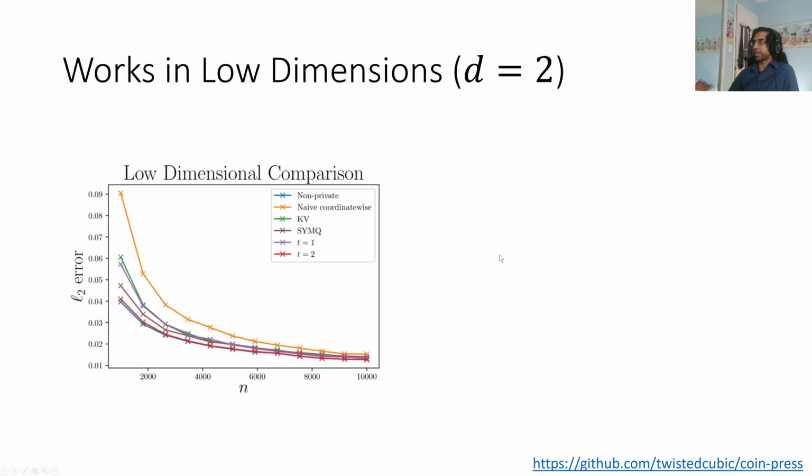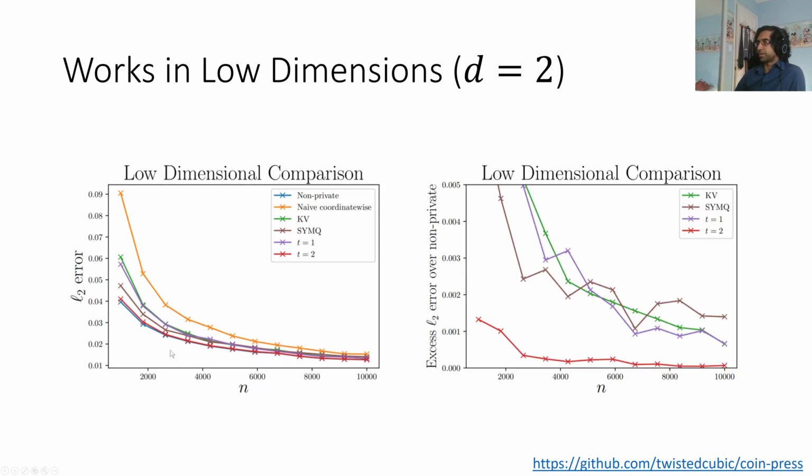I'll mention also that even in low dimensional settings, we also have an advantage. So here is just 2 dimensions. Like I said, in 1 dimension, Karwa-Vadhan and SimQ both beat us. But in just 2 dimensions, we already see significant advantages. In particular, you can see that we're the best here. And if you compare the excess L2 error over the non-private method, once again, you can see that we drop very quickly to almost 0, whereas the other approaches are kind of competitive with each other.